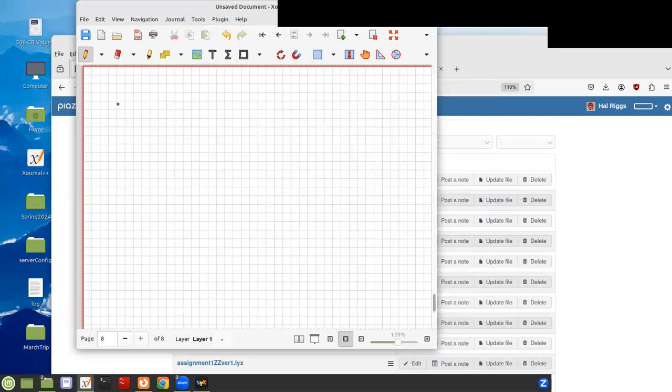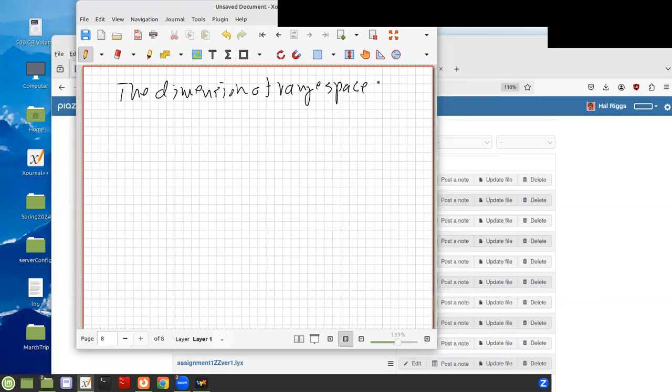Because the range space is a vector space, it has a dimension. We can find a basis. So the dimension, the number of vectors in a basis of the range space, is the rank.